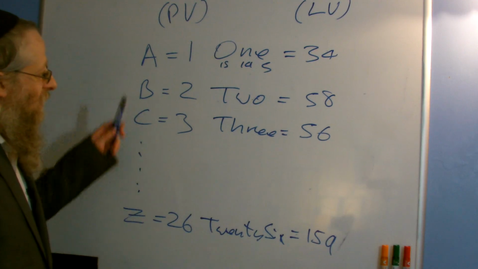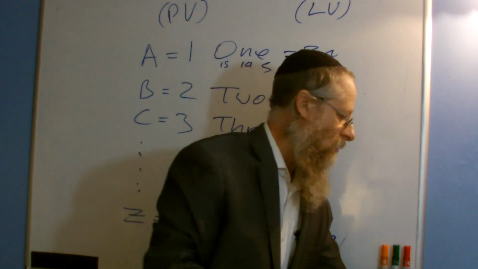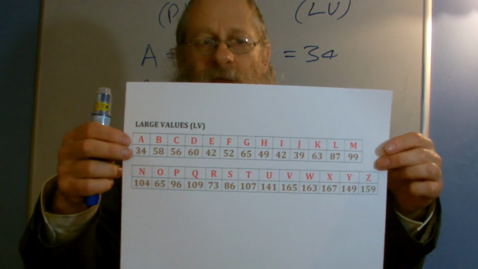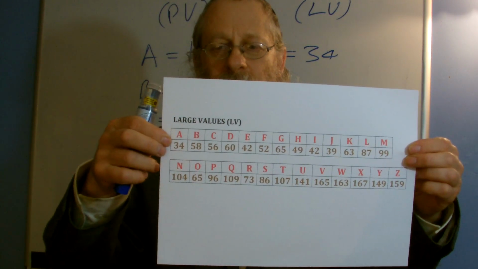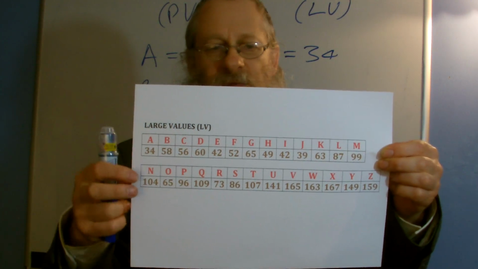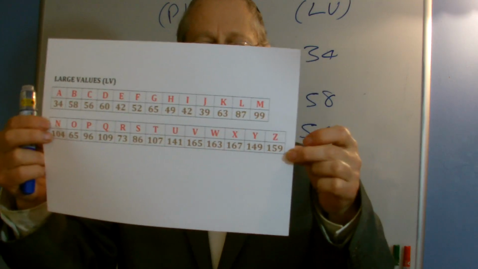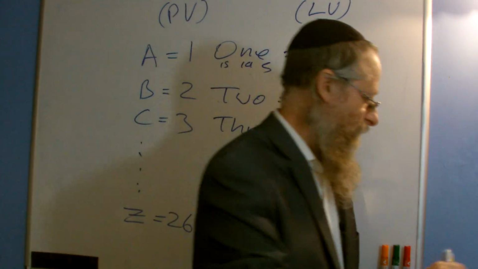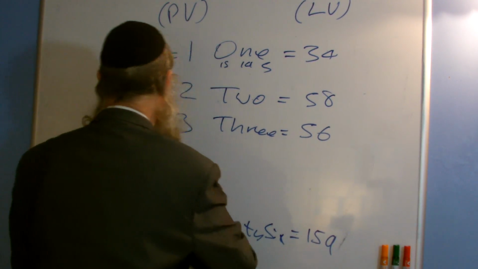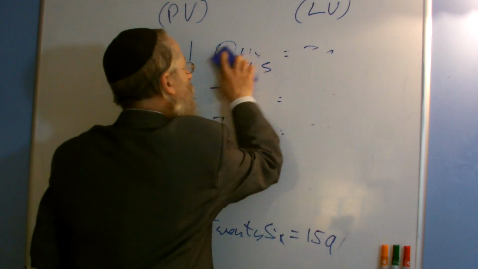And using this system, here is the large values. The A is 1, so A is 1 and 1 is 34, B is 2, 2 is 58, all the way to Z is 159. So using those, for the words war and peace, we get the following.